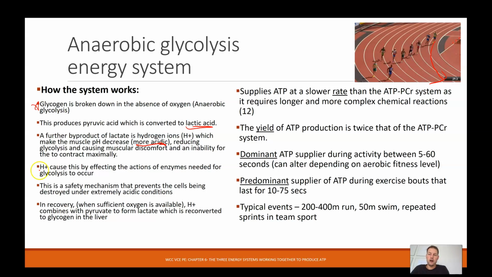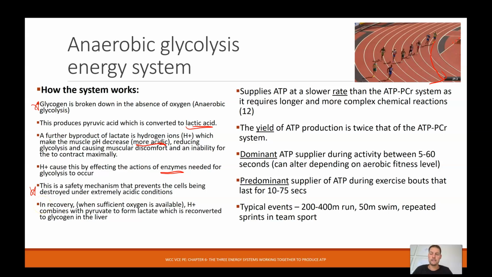Hydrogen ions, that increased acidity, also prevents enzymes from breaking down glycogen as fast. If you've done biology, you might know that enzymes actually speed up reactions. So we're not able to have as fast reactions to breaking down glycogen, which means our rate will be decreased. It's pretty much a safety mechanism by our body to make sure we don't injure ourselves too much. In recovery, when we've got sufficient oxygen, our hydrogen ions are able to be combined back with the pyruvate and lactate, and they can be reconverted back into glycogen. So even in the short term, hydrogen ions are really bad.